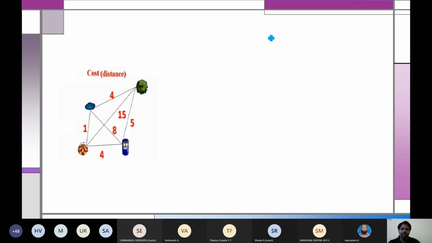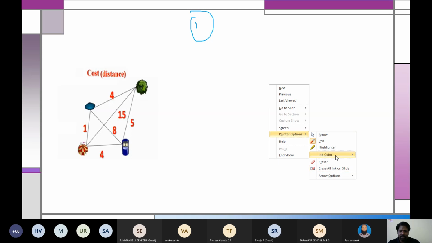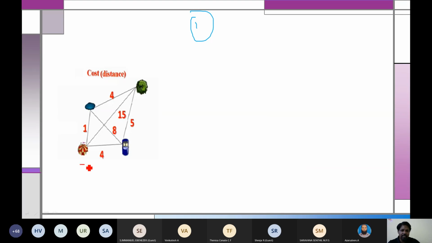I have 2 ants. Let me take the first ant, and I'll take one color for one ant. Assuming the first ant is moving here, going to the destination, coming here, and coming back, this is the path the ant is following.